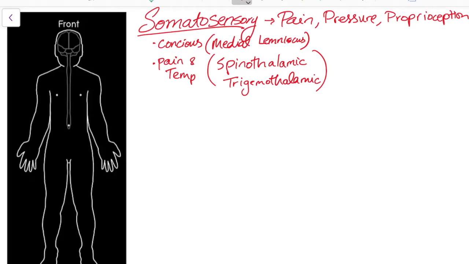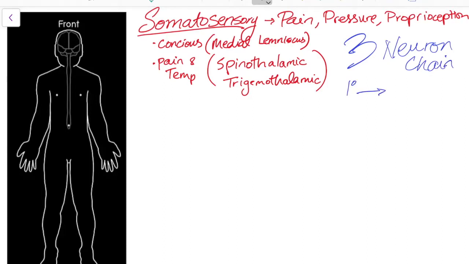Another thing that's very important is that all of the somatosensory pathways are a 3-neuron chain. So basically, they all start with the first order neuron cell body, second cell body, and then third cell body, mostly in the thalamus.